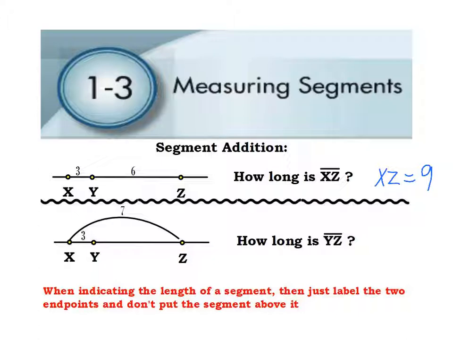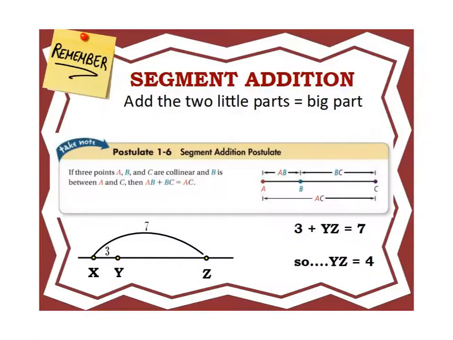If you're talking about the actual segment itself, then you put that segment across. So down here, when it says how long is YZ, I'd come back and say, YZ is going to equal 4 units in this example. Don't put the segment above it.